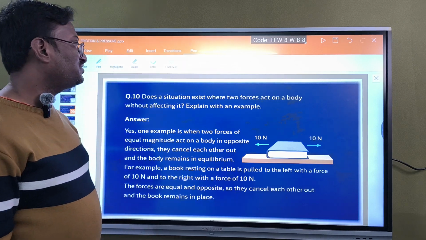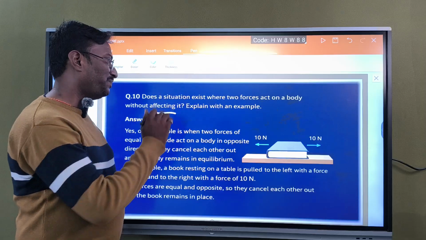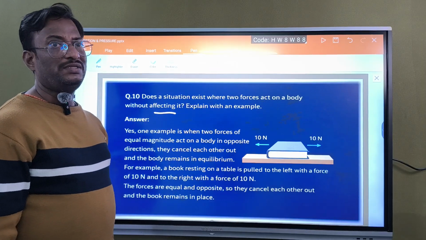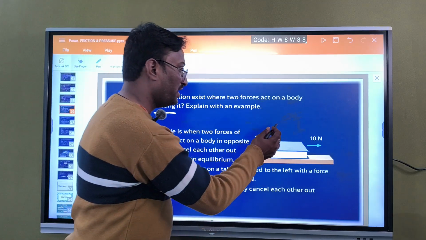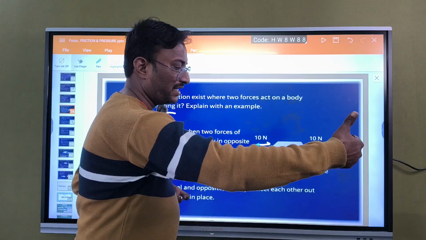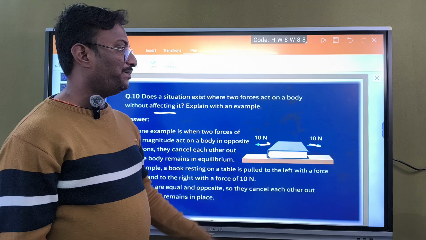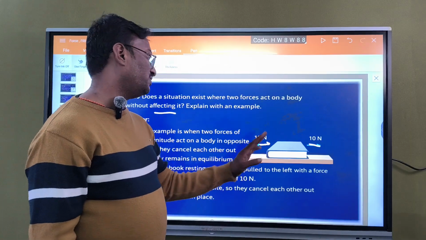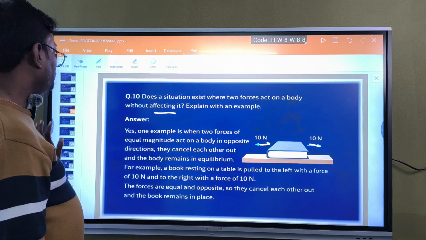Does a situation exist where two forces act on a body without affecting it? Explain with an example. That is called balanced force. If there is a book here and you apply the same kind of force in opposite directions, the book will stay where it is. The same quantity of force, that is 10 Newton. So this is one example.